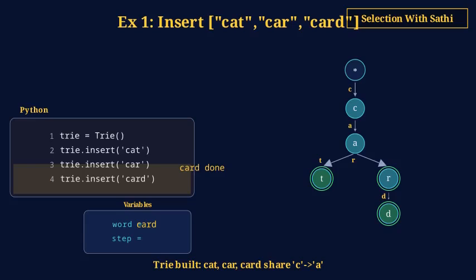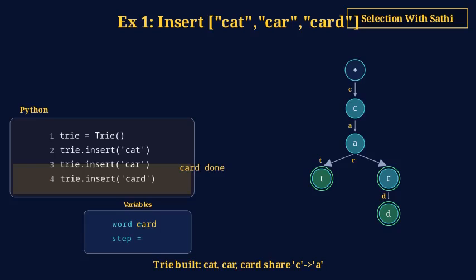C already exists, move to C. A already exists, move to A. R is not a child, create it. Mark R as end. Prefix counts: C is now 2, A is now 2, R is 1.